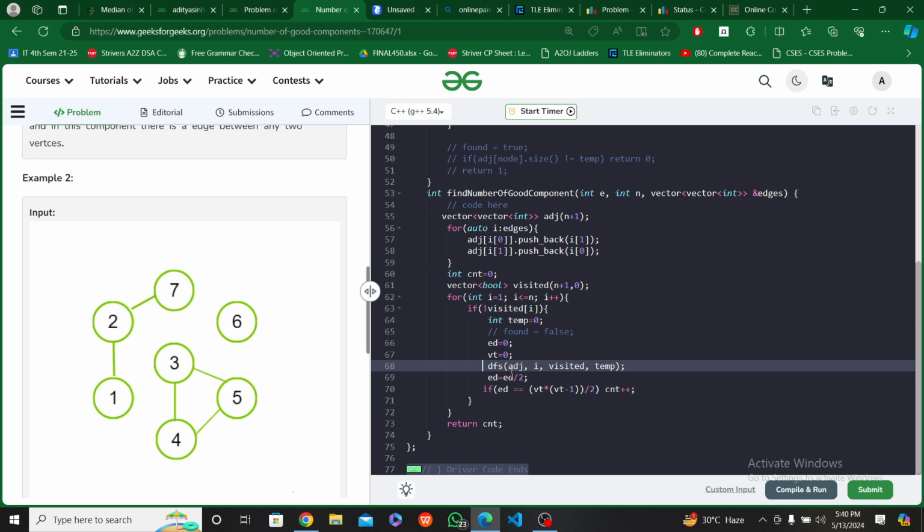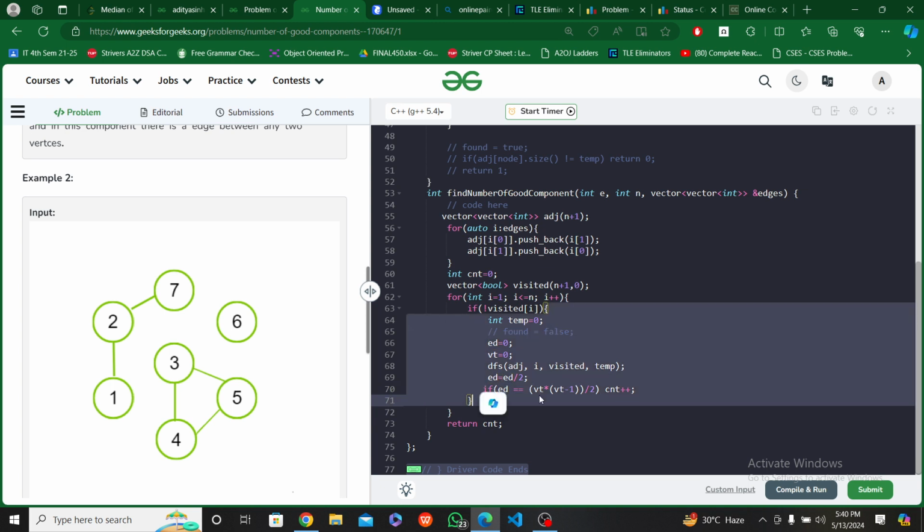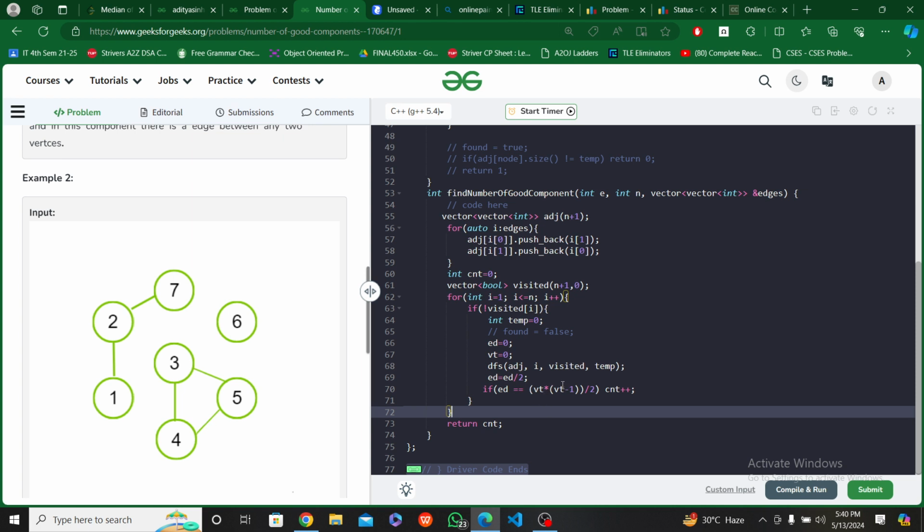That means a complete graph has n into n minus 1 divided by 2 edges, where n is my vertex count. So if the edge count calculated by my DFS function, and the vertex count, which we also calculate by DFS, satisfy my formula v cross v minus 1 divided by 2, if it is equal, then I will count. That means this is my good component or good graph. So I will increase the count, count plus plus, for all components, and return the count.